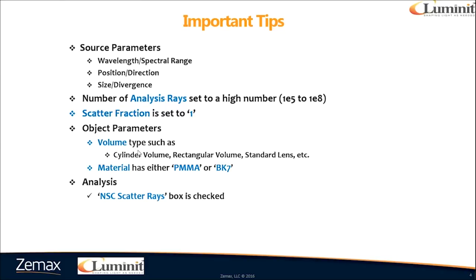As far as your object parameters are concerned, make sure that you have a volume type object. Make sure it's either cylindrical volume, rectangular volume, a standard lens, or others that have volume to it. Next, make sure your material is either PMMA for standard diffusers or BK7 for a glass diffuser. And finally, in your analysis section, check the NSE scatter rays checkbox.